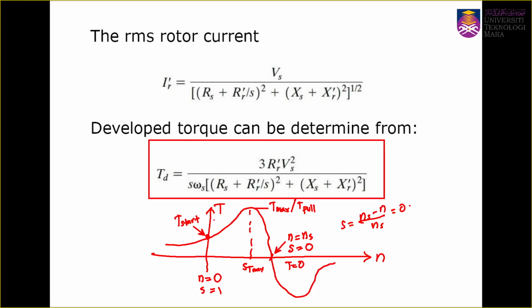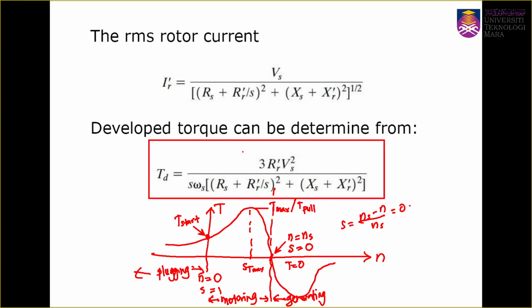And we also define the regions of operation. So this is the motoring region. Here you have generation, or generating. And here you have plugging, where your motor runs in the opposite direction, the negative n. So this is known as the plugging region here. Okay, I hope this is obvious in your mind. You're really familiar with this.